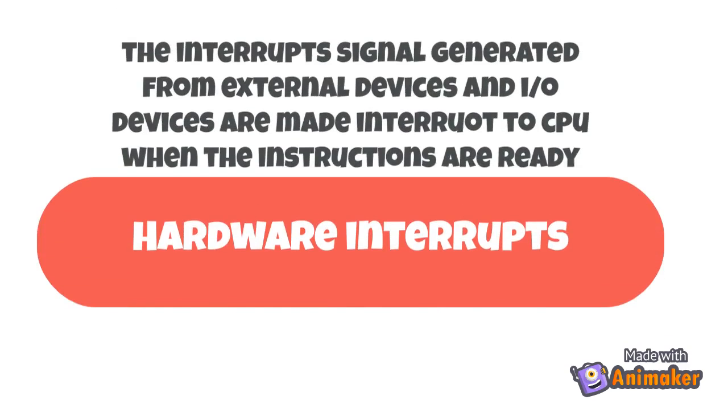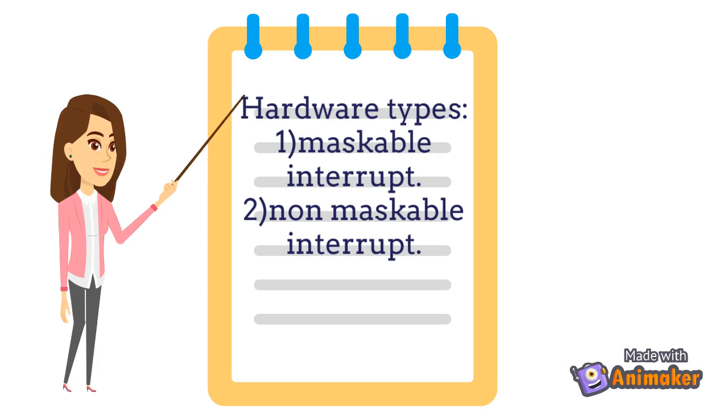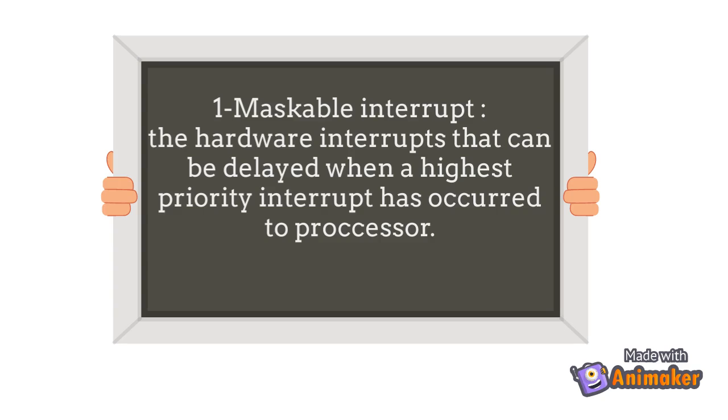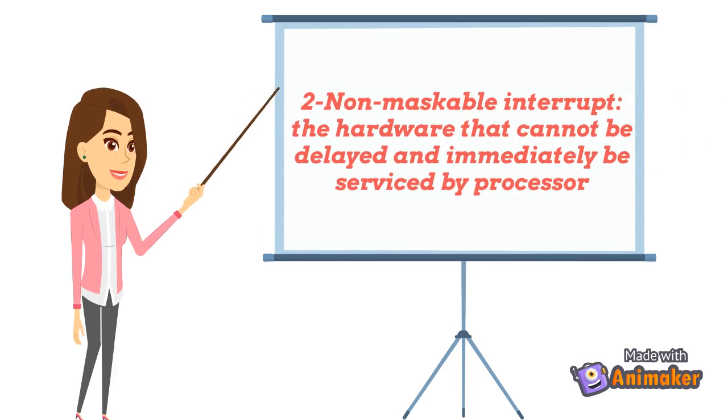Hardware interrupts. The interrupt signals generated from external devices and I/O devices are made an interrupt to the CPU when the instructions are ready. Hardware types. Number 1, maskable interrupt. Number 2, non-maskable interrupt. Maskable interrupt. The hardware interrupts that can be delayed when the highest priority interrupt has occurred to the processor. Non-maskable interrupt. The hardware interrupt that cannot be delayed and must immediately be served by the processor.